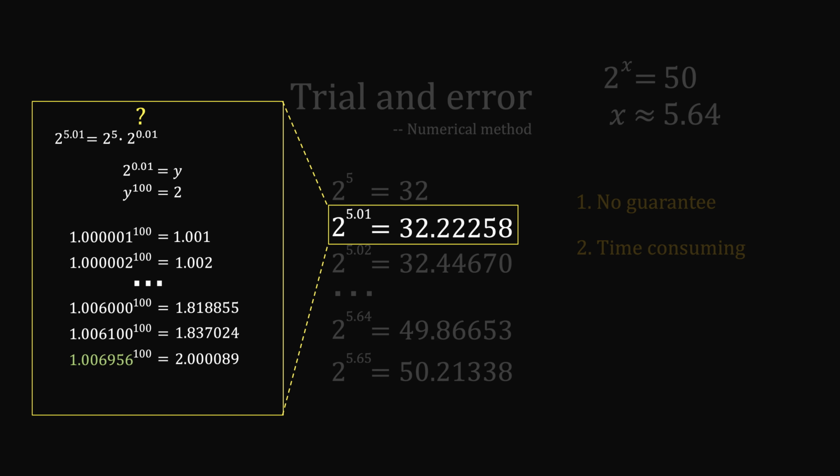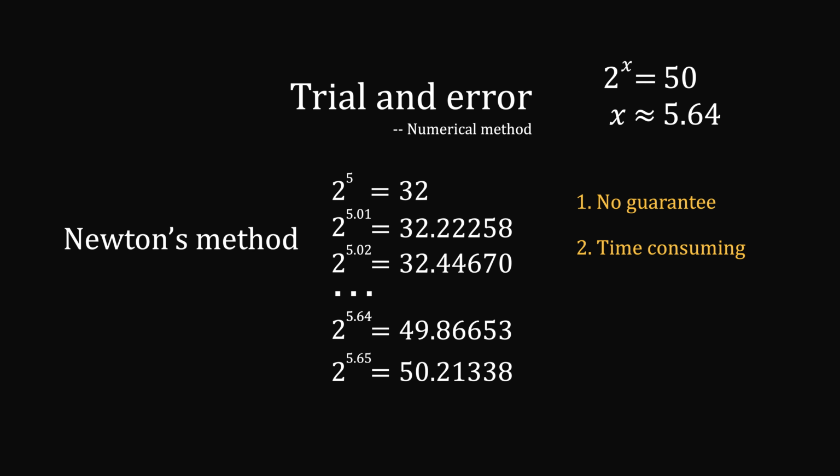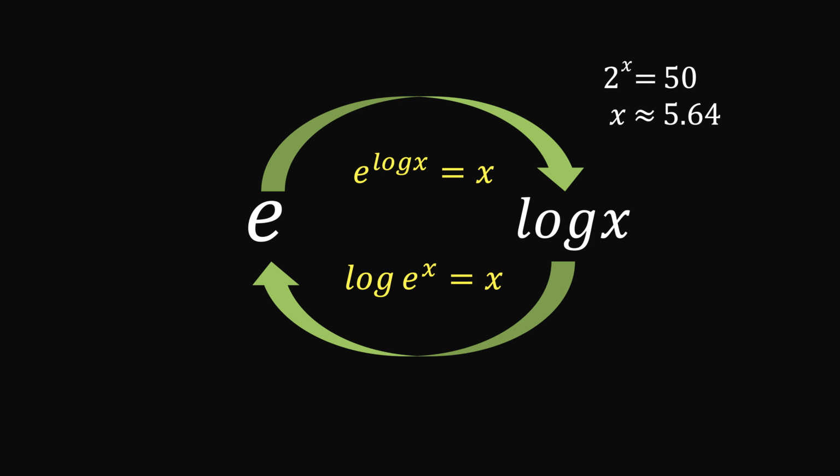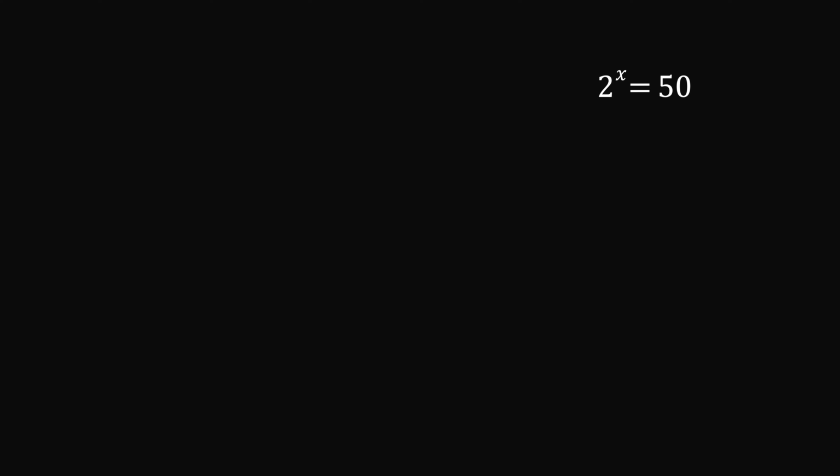Here we might stop and claim that it's roughly 1.006956. Then we use it to evaluate this exponential term to get 32.22258. And that's just one evaluation. Of course, there are other trial and error methods that are better than the one here. But we have a better way by using the relationship between e and log. Let's see how to do that.